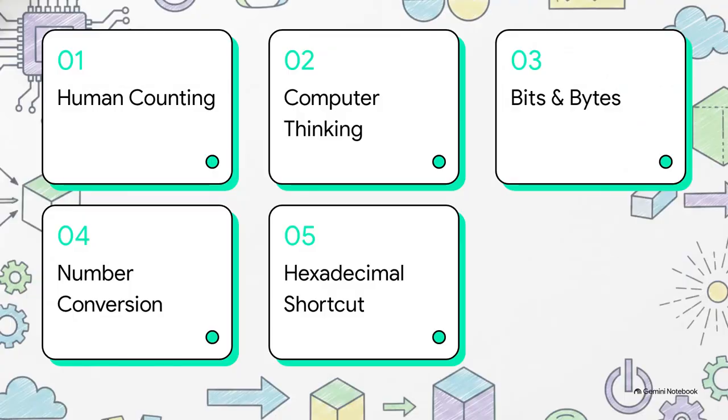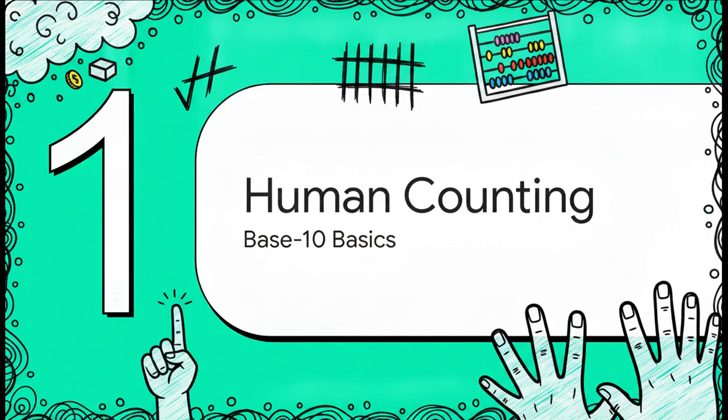Here's our roadmap for today. 1. Counting like a human. 2. Thinking like a computer. 3. Bits, bytes, and nibbles. 4. Converting the numbers. And finally, 5, the hexadecimal shortcut. Let's get into it. Section 1, counting like a human.